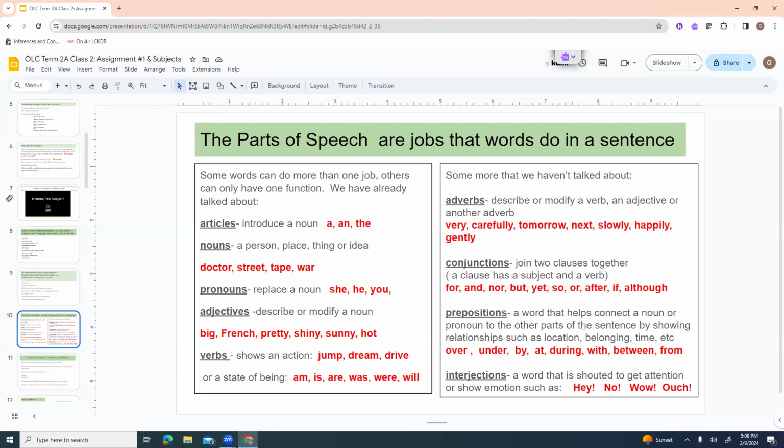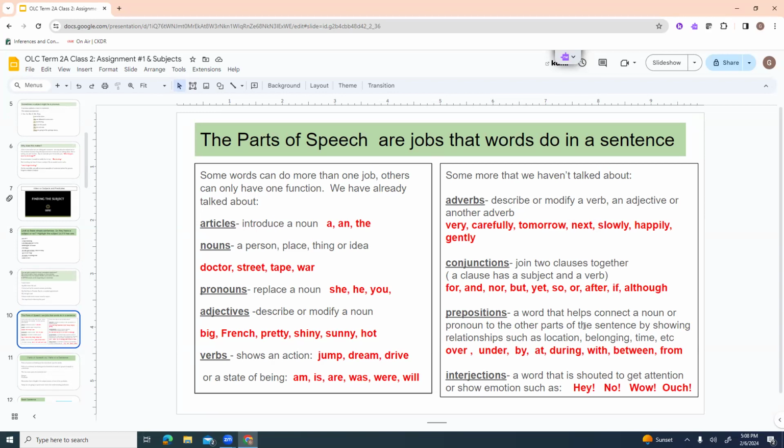Okay, quick review of parts of speech. Parts of speech are basically just the jobs that words can do in a sentence, right? Because anything in a sentence has a job, it has a reason for being there, right? Some words can do more than one job because, in part, a lot of words may have more than one meaning, right?